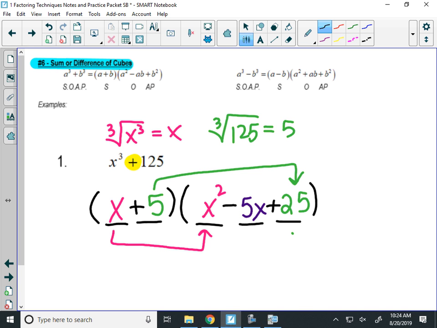I can't do anything to the binomial. Let's look at the trinomial. Let's make sure. Can I factor this? So this is what we did yesterday. So let's see. Two numbers that multiply to 25 and add to negative 5. What numbers multiply to 25? 1 and 25, 5 and 5. Can any of those add to negative 5?